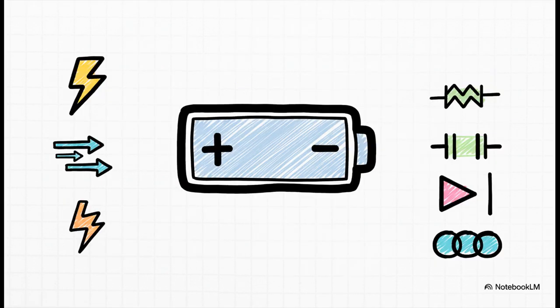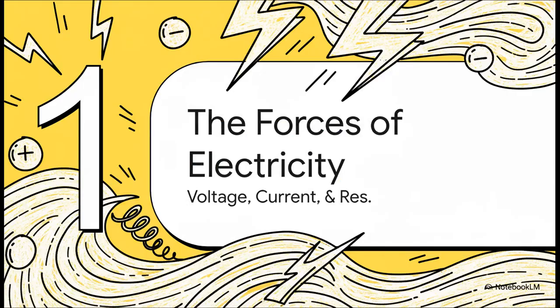Now, just to keep things clear, we're going to focus on direct current, DC, that steady, predictable power you get from a battery. Think of this as a story with a really simple cast. We've got 3 invisible forces that are setting the rules, and 4 key components that are our main players. Okay, first things first, let's meet the forces.